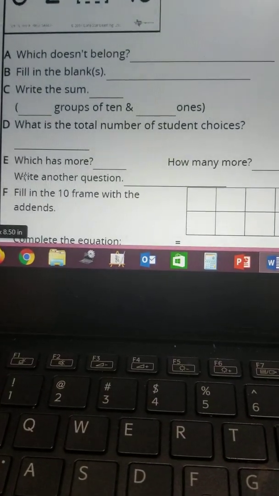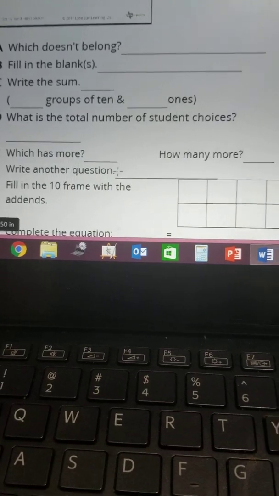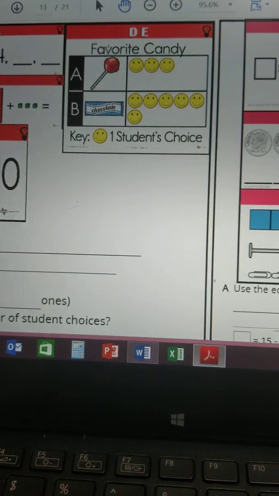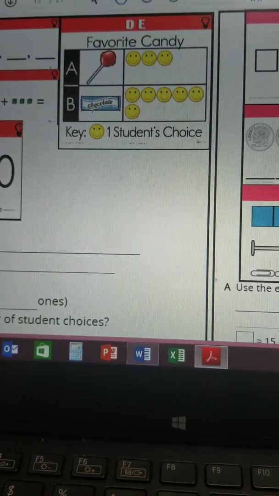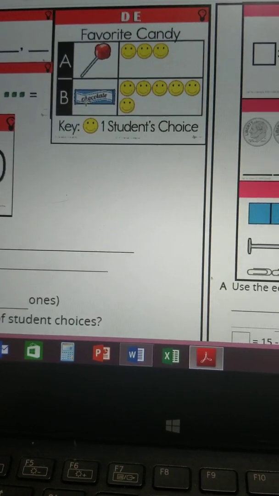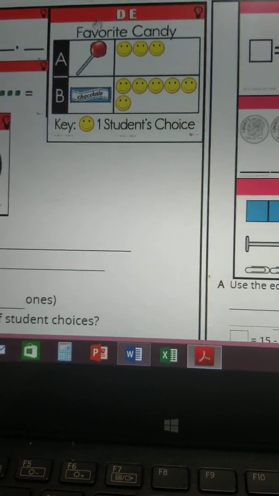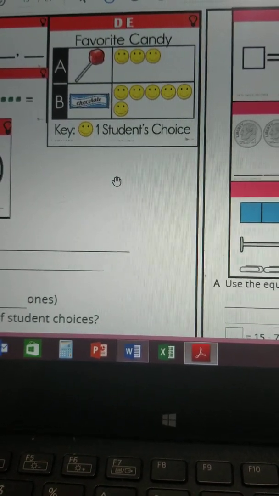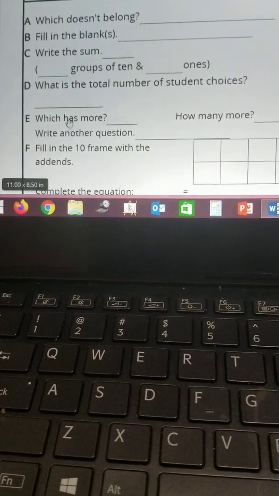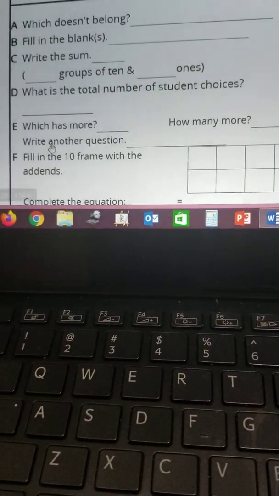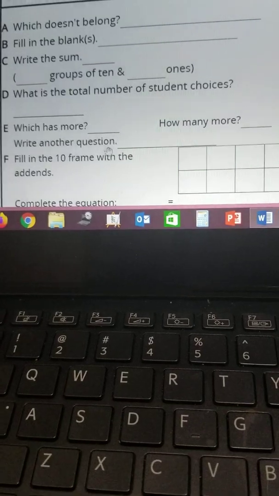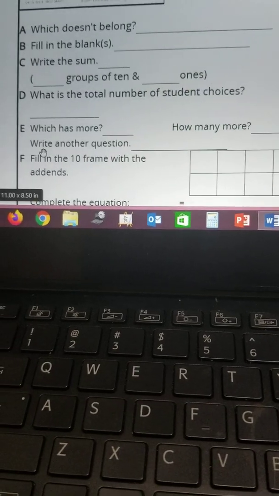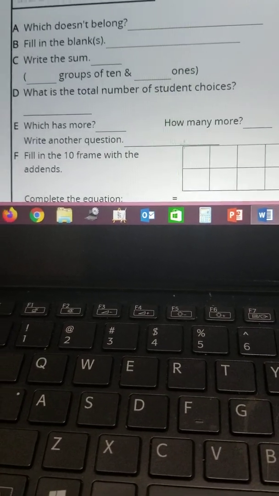Now here, write another question. You're supposed to write another question using your graph. Now, I was looking at it, and I myself think it's kind of hard to figure out another question to ask because the graph is pretty simple. They've already asked us to count the choices, and then they asked us to figure out which one has more and by how much. So, I don't need you to answer that one. I'm going to go ahead and ask you to just mark that one off and don't answer that. You do need to answer which one has more and how many more, but you don't need to write another question for it. We don't have to do that one.